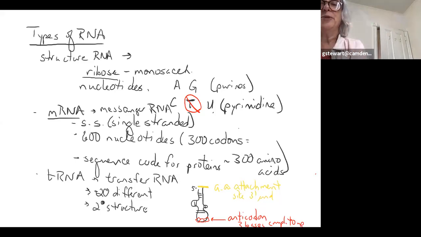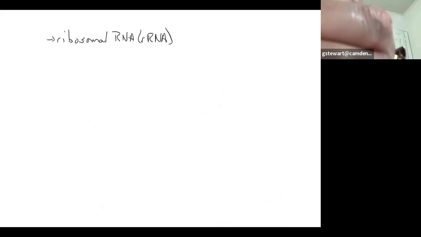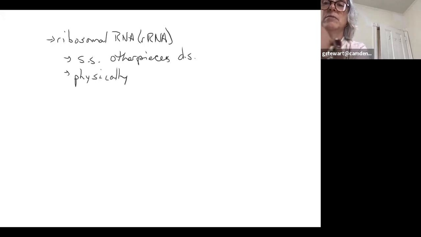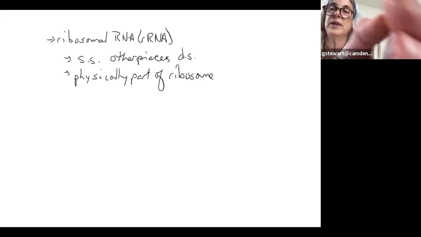The third type of RNA, ribosomal RNA, often gets overlooked. This stands for little r RNA, like that, ribosomal RNA. But it's super important, okay? It's also sometimes single-stranded. Other pieces are, I should say other pieces, because it comes in 2 or 3 short little pieces. Other pieces are double-stranded. It is physically part of the ribosome, the structure of the ribosome. Physically part of the ribosome. Both the large subunit and the small subunit.